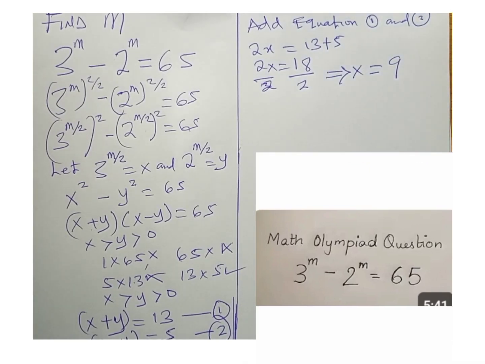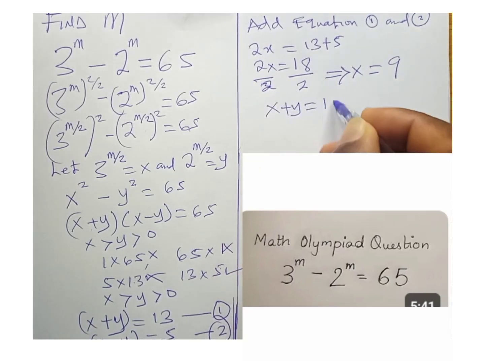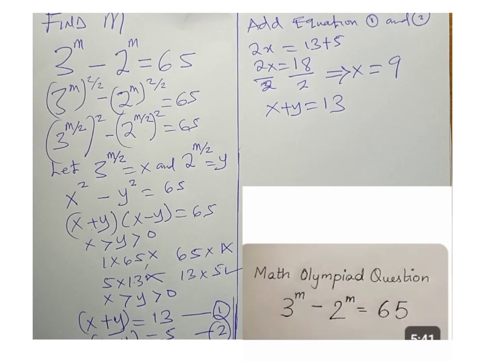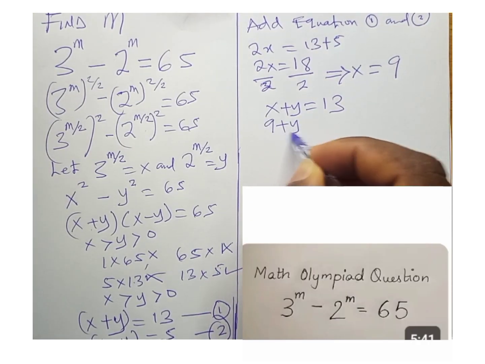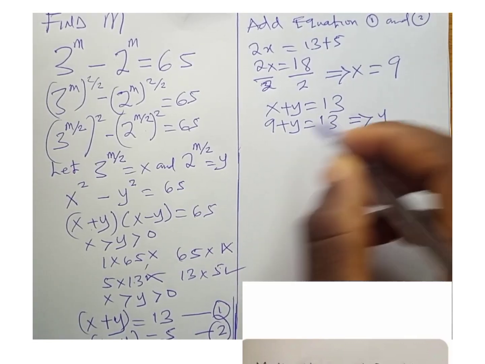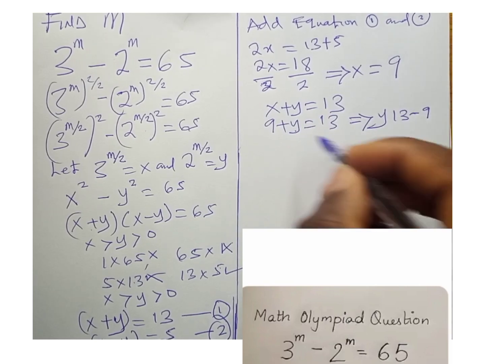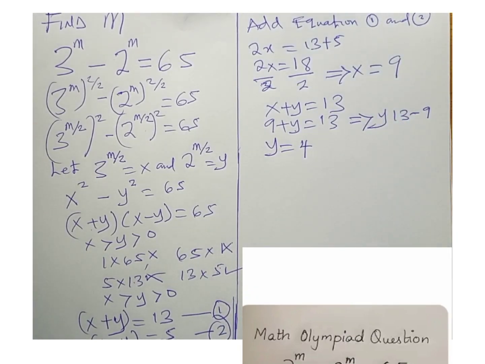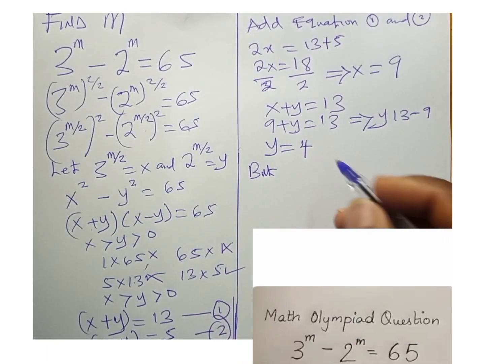So if x is equal to 9, we know that x plus y equals 13. How do we get the value of y now? Our x is 9, so we have 9 plus y equals 13. This implies that y equals 13 minus 9. y equals 4.